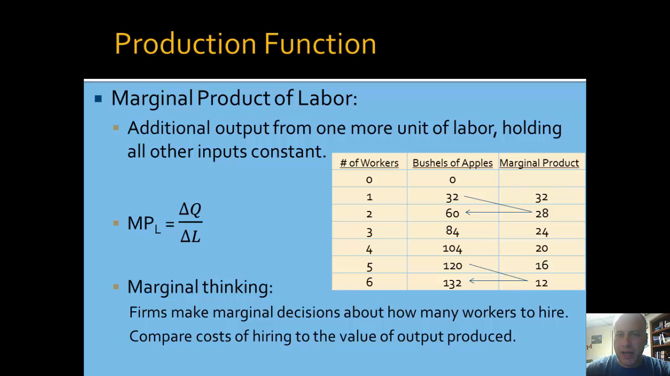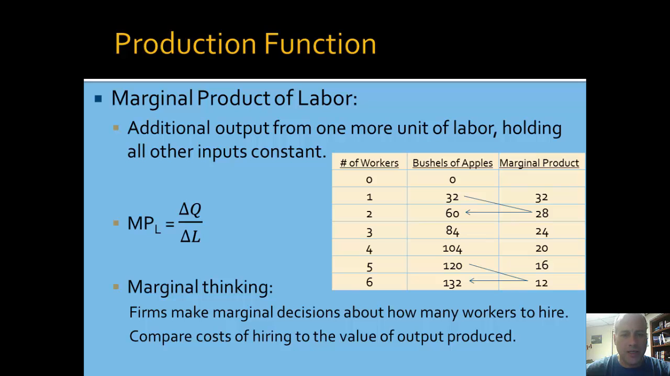The marginal product of labor, then, by definition, is the additional output from one more unit of labor holding all other inputs constant. So if we look at the table, you can see that when we go from worker number 1 to worker number 2, we go from 32 bushels to 60 bushels. That worker number 2's marginal product is 28. When we consider worker number 6, it takes us from 120 to 132, which is 12 additional bushels of apples. You can see the formula written down for the marginal product of labor is the change in quantity divided by the change in labor. Delta, of course, means change in, so delta Q over delta L, the change in quantity over the change in labor.